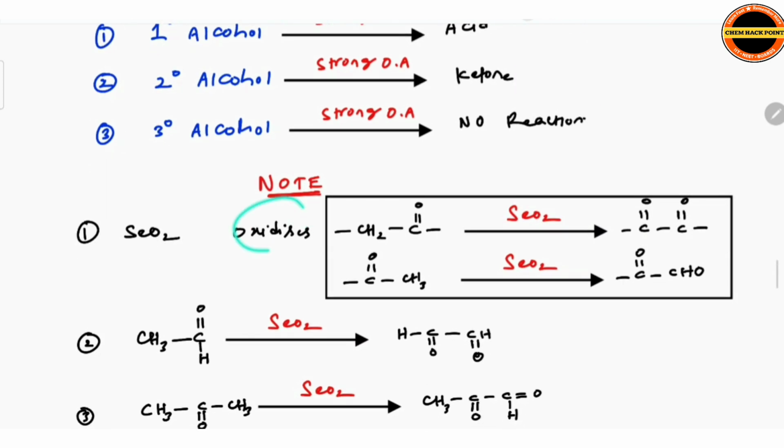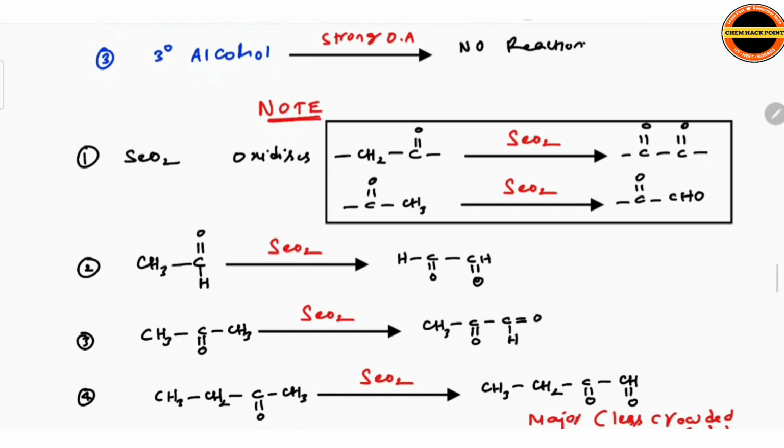SeO2, selenium dioxide, oxidizes CH2 next to a C=O into CO, giving diketones. Here there is already a ketone, and CH2 converts into CO. If it is given like this compound, it stays as it is, and the remaining other part converts into CHO. CH3 converts into CHO. Remember, here in this particular compound there is already CHO, so one more carbon converts into CHO, an aldehyde group. It is a selective oxidation. Here, any one carbon you can select and convert into CHO.